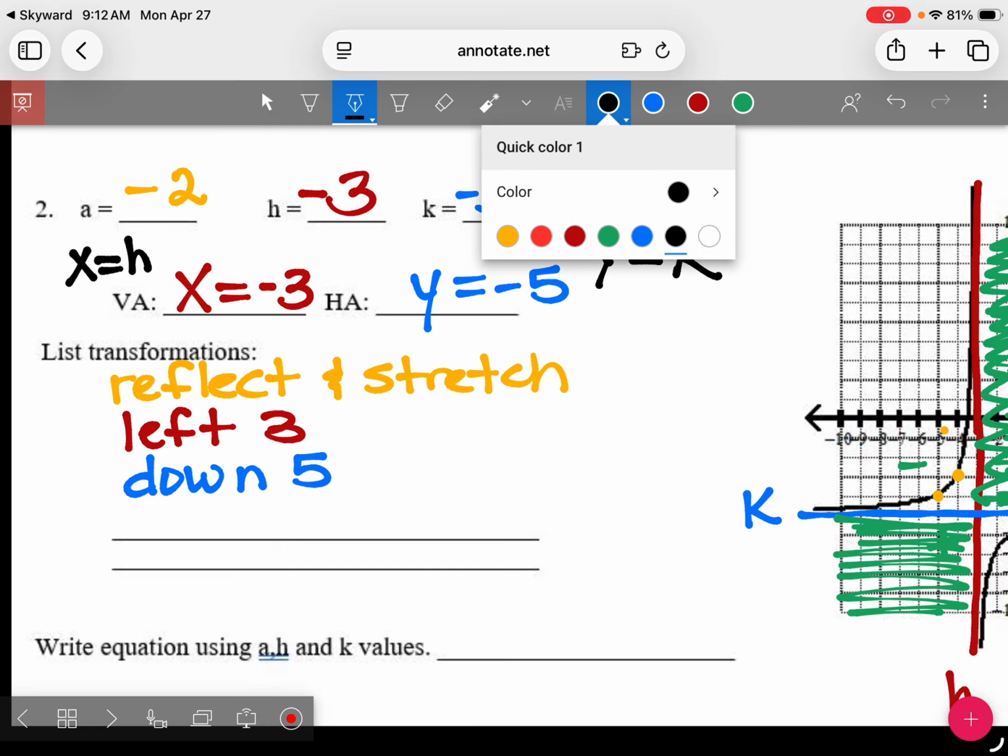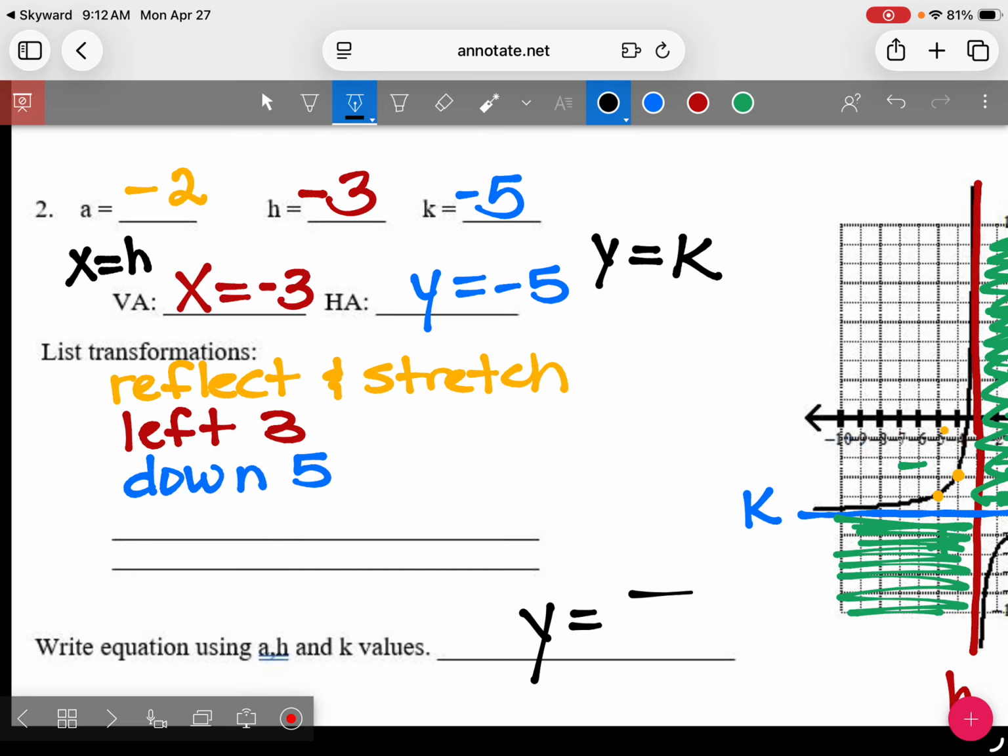So let's write our equation. Y equals, make your fraction. A is always on the roof. So the -2 goes up here. Am I putting x -3 or x +3 in my denominator? Plus, you always flip the h when you put it in the equation. And then k is a -5. That goes in the back. And that is your equation.